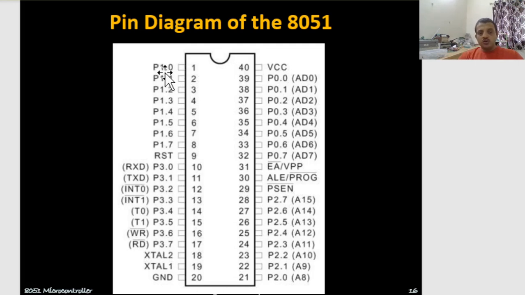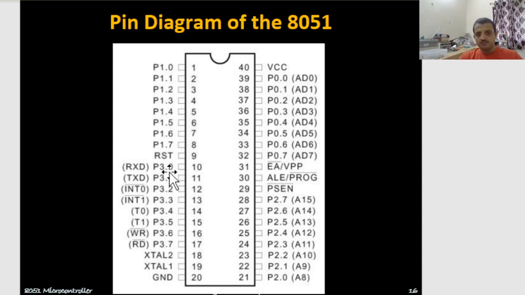These are the ports, and you can see most of the features, like the 4 ports. I said IO lines. P1.0 is the first line, and P1.1 is the second line of port 1, similarly till P1.7, that is port 1. Then we have the reset signal for the processor. Then you have port 3 here.